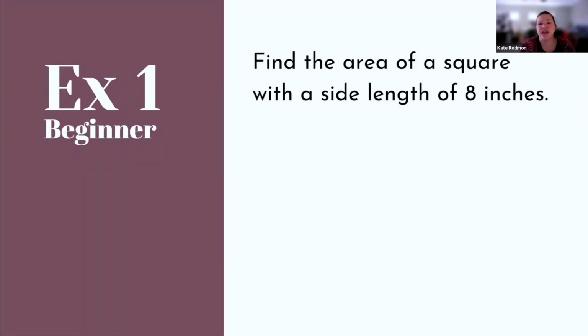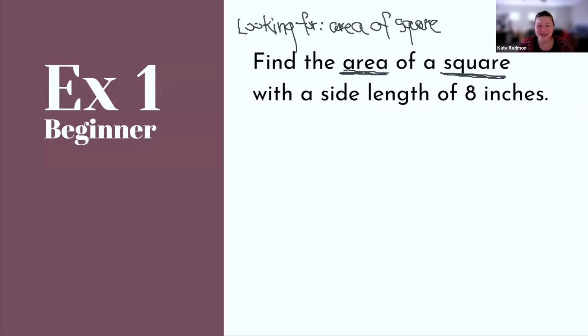Example 1 says, find the area of a square with a side length of 8 inches. First question I want you to ask yourself is, what are we looking for? The area of a square. Bingo. It's super important that I know the measurement here that we're looking for, and I know what shape we're talking about. Students stop there at what am I looking for all the time. And depending on what I know, the way that I get there might differ.